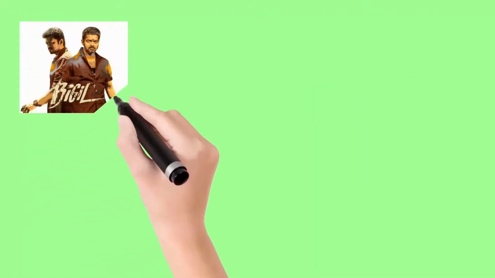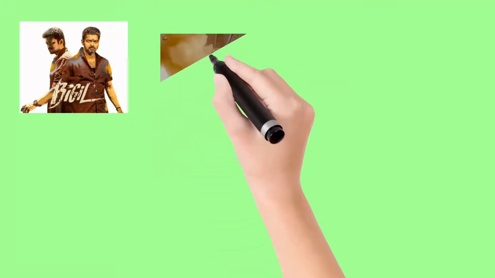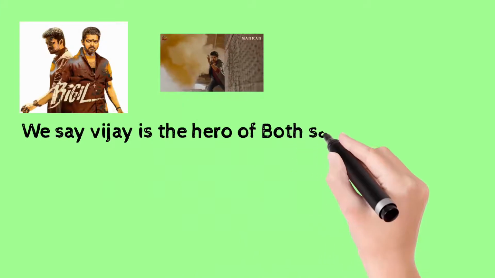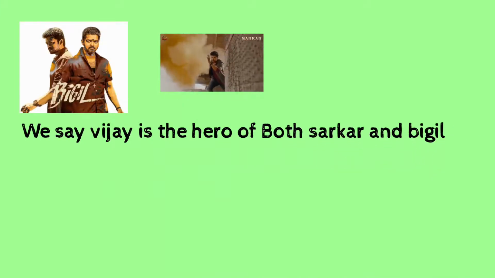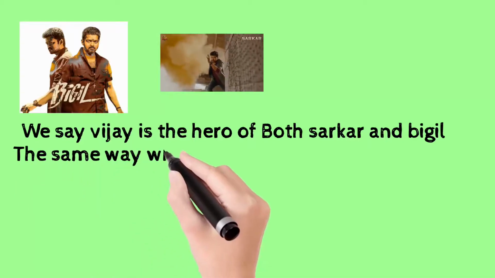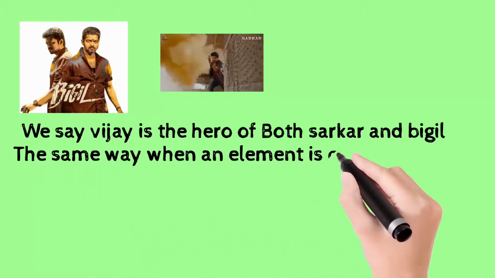So we'll go ahead with the last property, distributive property. Now let us take this example. These are two different movies where the hero is Vijay. The names of the movies are Bigil and Sarkar. Now instead of mentioning that Vijay is the hero of Bigil and Vijay is the hero of Sarkar, we may commonly take Vijay out and say Vijay is the hero of both Bigil and Sarkar.